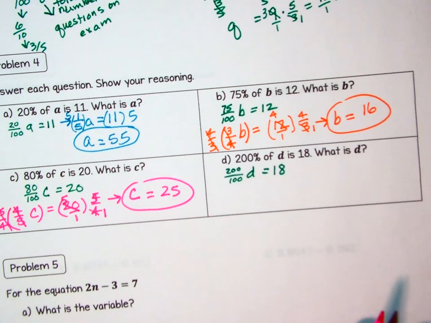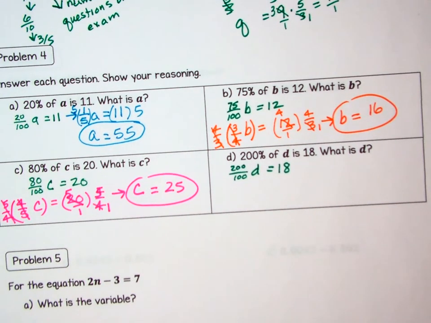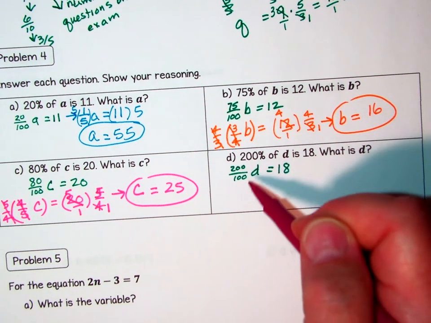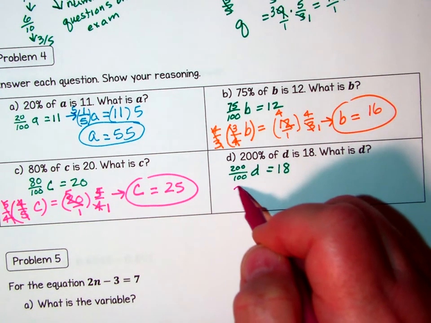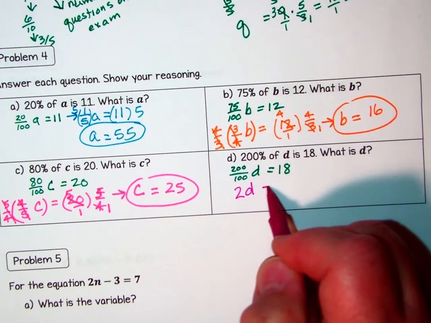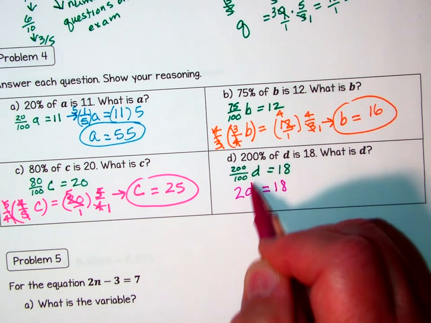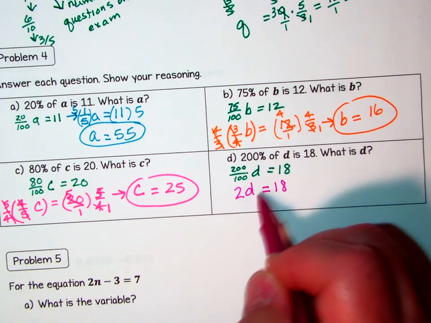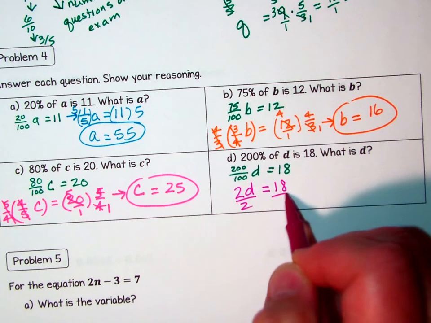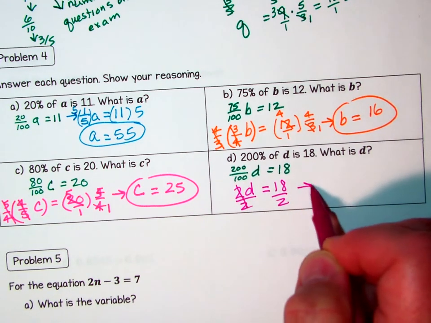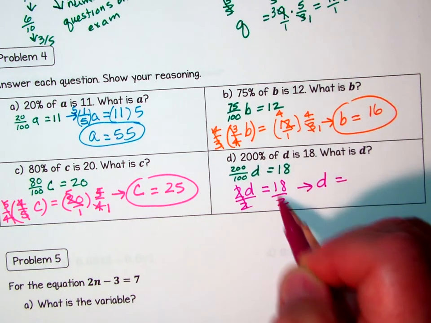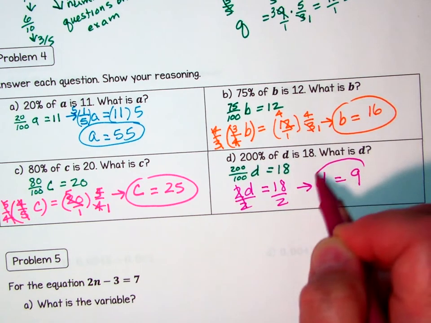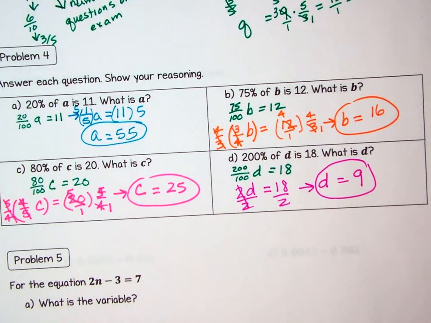And my last problem, 200% of D is 18. What is D? So this one, simplifying, 200/100 is just 2. So this just becomes 2D equals 18. So here, I divide both sides by 2. So on the left, I have 1D, and on the right, 18 divided by 2 is 9. So the solution there is D equals 9.